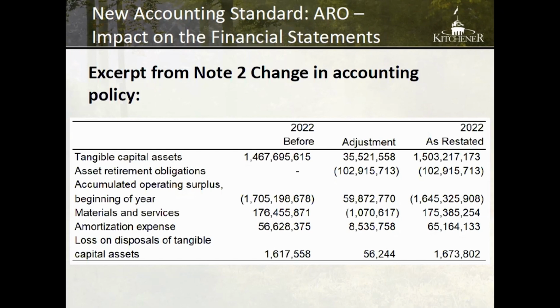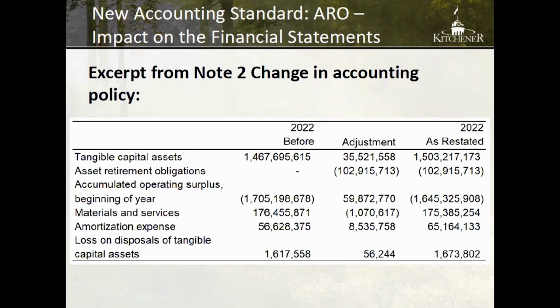There is then a related increase to TCA of $36 million. And normally when an ARO is first incurred, the ARO asset and ARO liability would be the same amount. The fact that the TCA adjustment is lower is indicative of the fact that there's been amortization of these ARO assets that has occurred in the years prior to 2022. So the adjustment to accumulated operating surplus at the beginning of the year represents the accumulated amortization of ARO assets through January 1st, 2022.